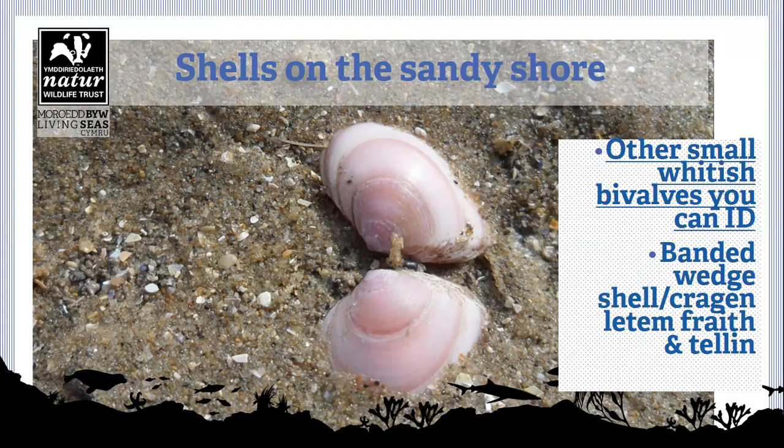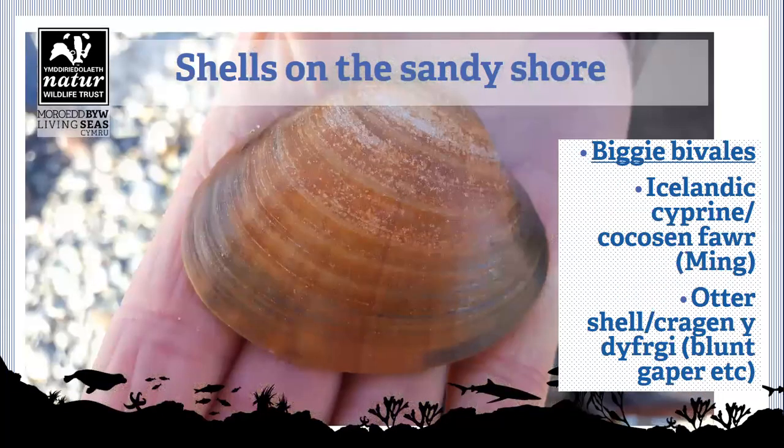There are plenty of other shells, and there are other things that we can point you to help identify other bivalves. That will come in another training session as well. Some of the bigger bivalves can be slightly easier to identify. This is the Icelandic cyprine, Kokosen vau, and it's a large, quite rounded and really very chunky shell.